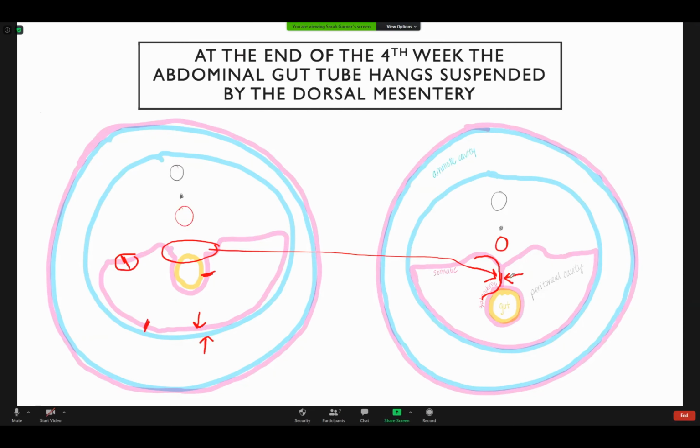So here we've got this dorsal mesentery that is suspending this entire gut tube, and it's inside that peritoneal cavity. So this by definition is then intraperitoneal. Anything that is suspended inside that peritoneal cavity with a mesentery is going to be intraperitoneal. So at this point, everything is intraperitoneal, everything is developing inside that peritoneal cavity.